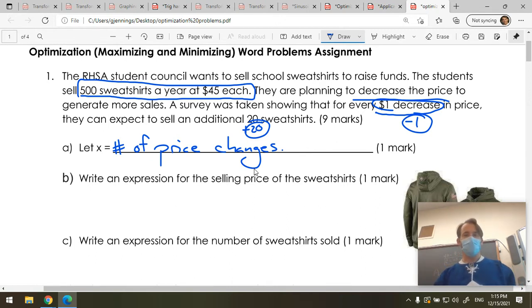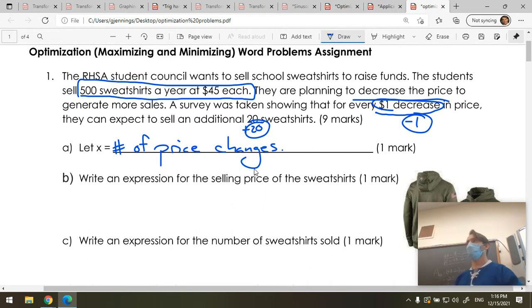Isn't there only two? To what? Sorry, one price change? Well, they can for every dollar they decrease it. So they could decrease it $5. That'd be 5 price changes. Wait, so every time they decrease $1, it adds what? 20 sales. And how much is each sweater? 45 to start, but that price is going to change as they start decreasing it to drive up their sales.